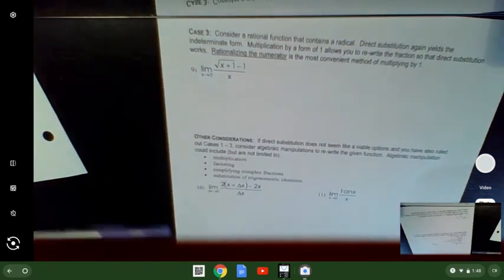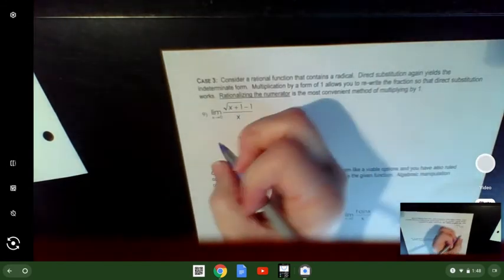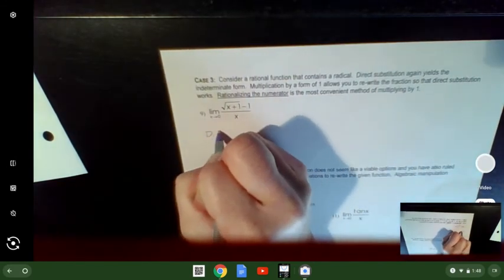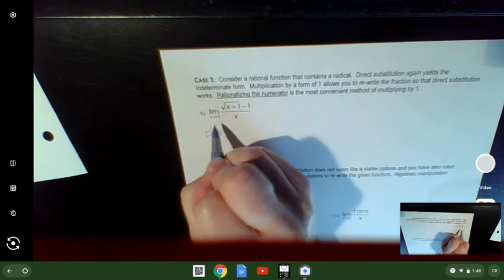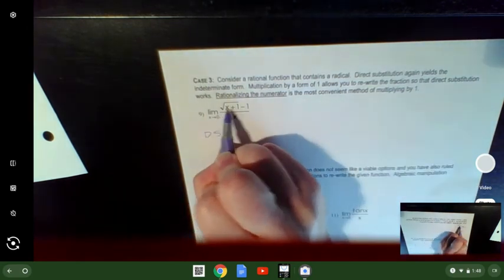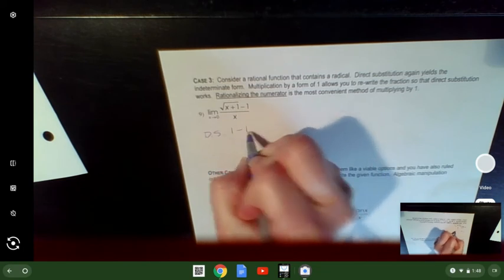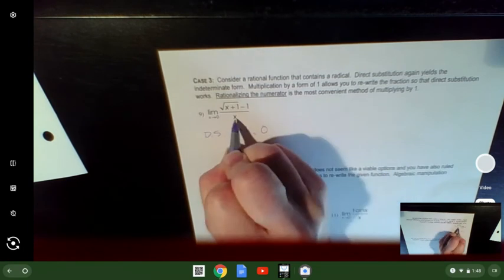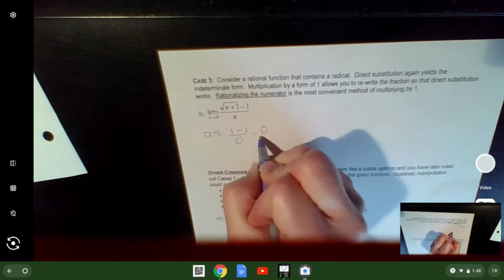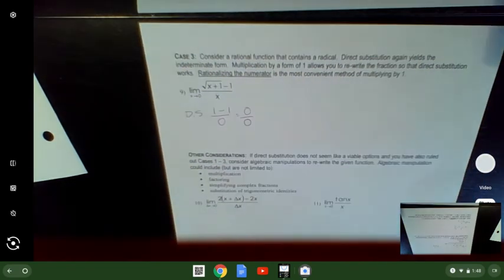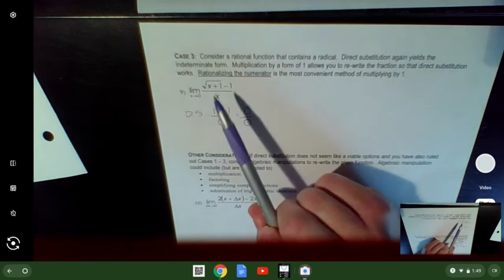Case 3. Well, again, as I said, case 1 is like an always try case. So first thing I'm going to do is direct substitution. We want the limit as we approach 0. 0 plus 1 is 1. The square root of 1 is 1. We have 1 minus 1, which is 0, over direct substitution in the denominator 0. You guessed it. We got indeterminate form. So we tried case 1, tried direct substitution. Case 2 says factor and cancel.